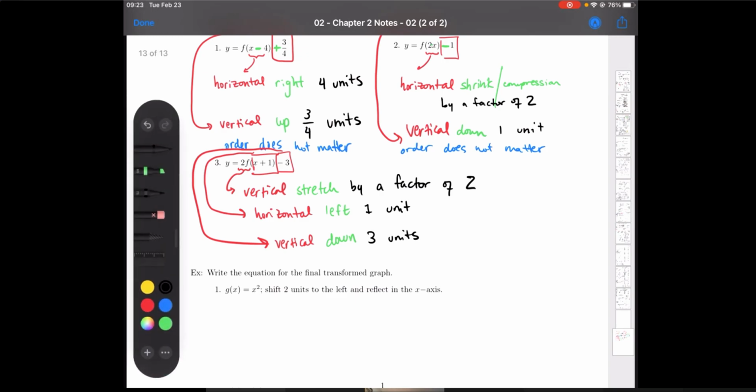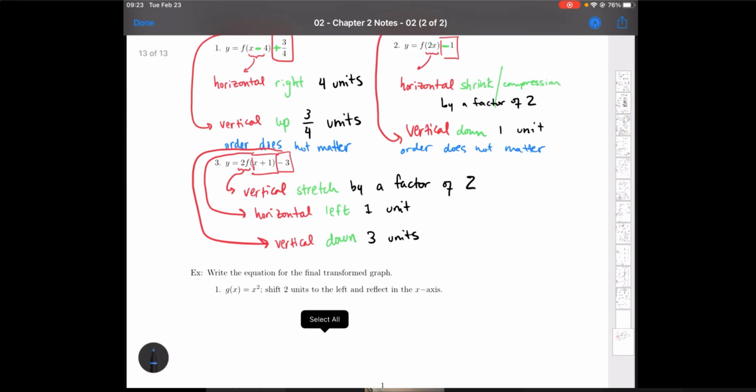Here is where things get tricky. Right here and here, we have 2 things happening in the same direction. So we have to figure out which one happens first and then go from there. If it's happening in opposite directions, like we saw in example 1 and example 2, there's no interaction. It doesn't matter which one you do first and which one you do second.